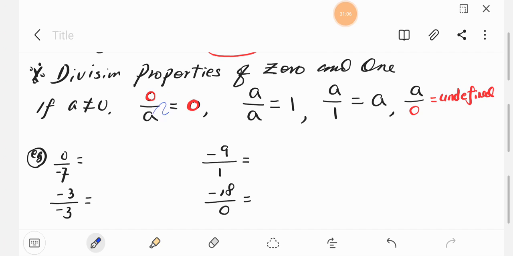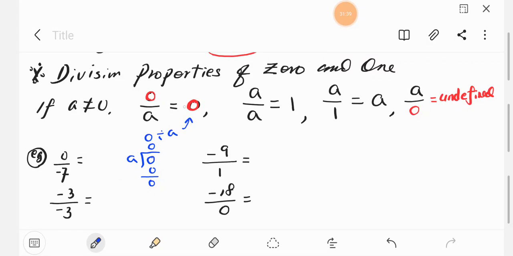So look at this, 0 over a. The result is 0. Because 0 over a means 0 divided by a, right? Let's divide 0 by a. Do you remember the division symbol? So 0 divided by a is, a times what is 0? It's 0, isn't it? 0 times a is 0. So the result is 0.